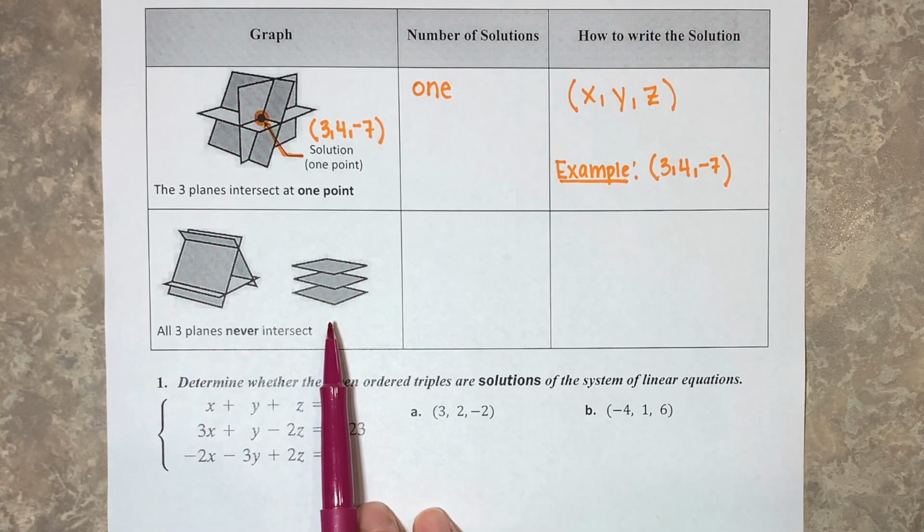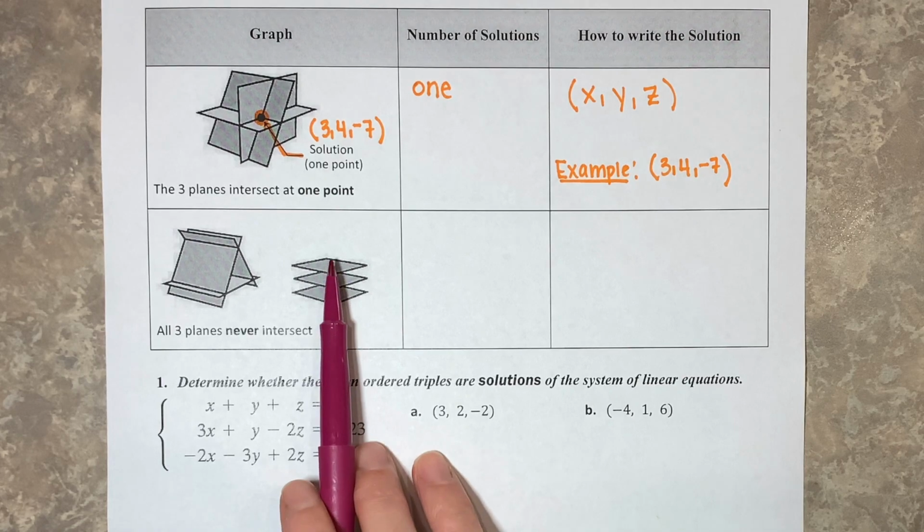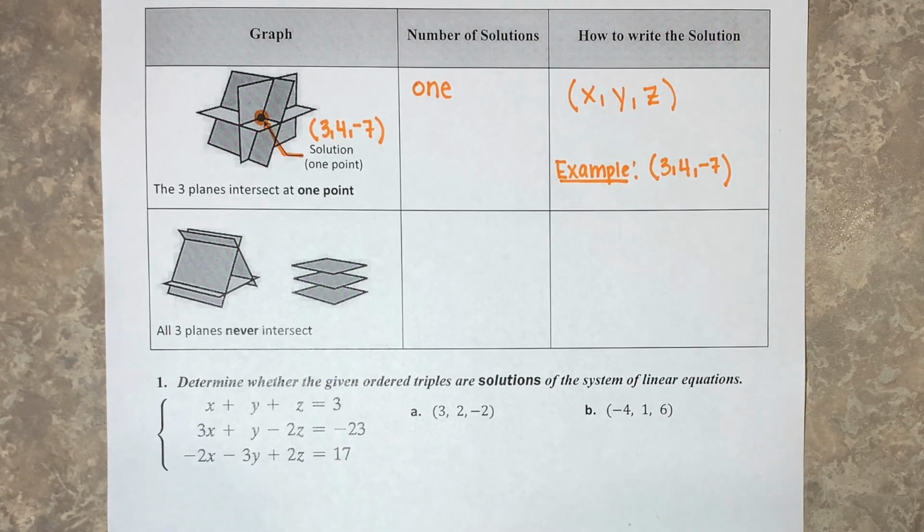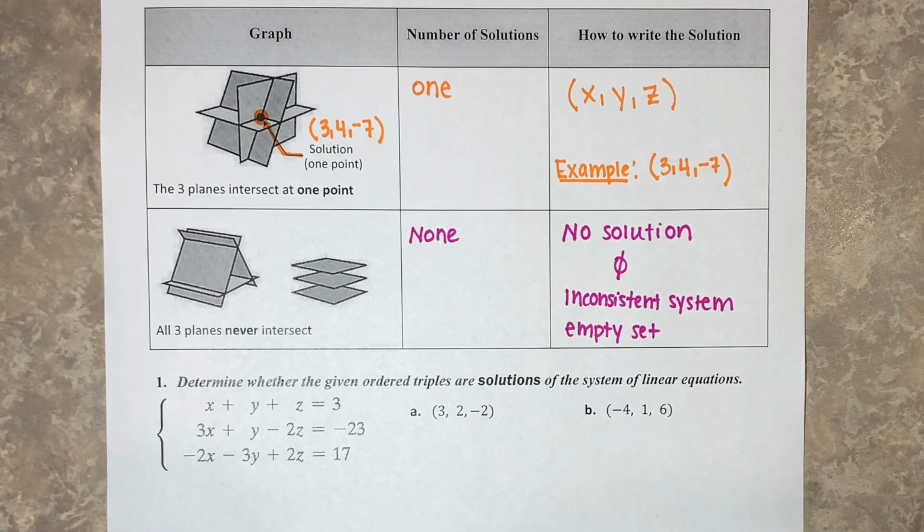Same with this diagram here. Here we have three different planes, but they are all parallel, so they never intersect. If you have a situation where all three of your planes never intersect together, the number of solutions will be none. And we can write our solution using any of these ways here.